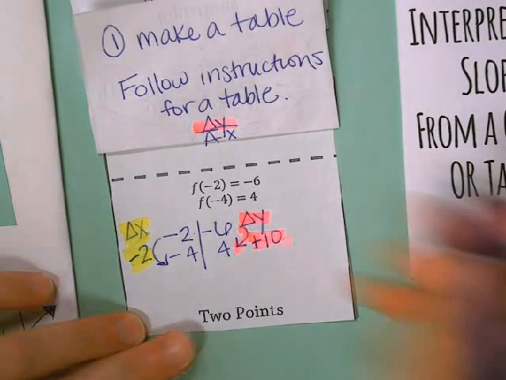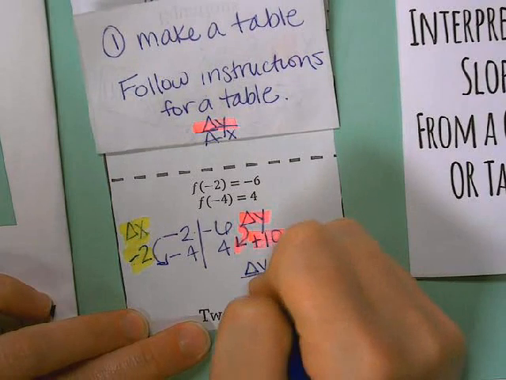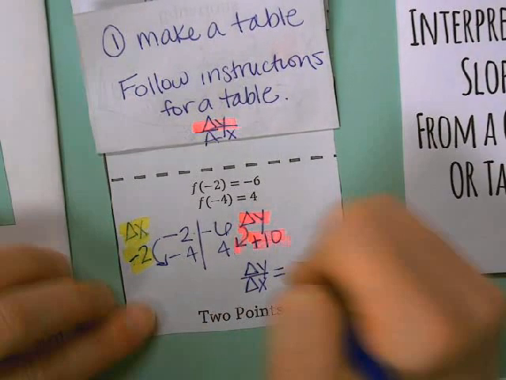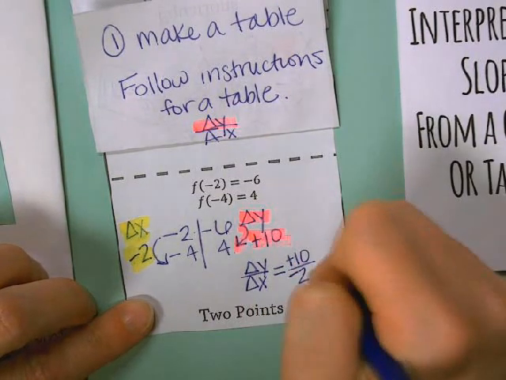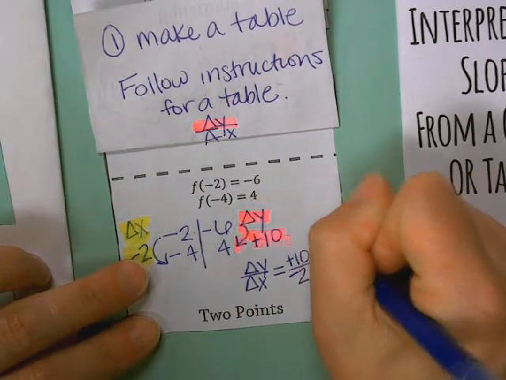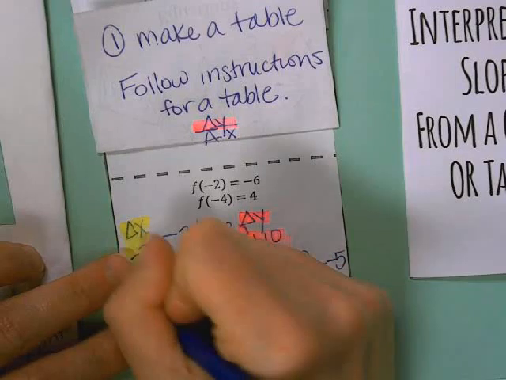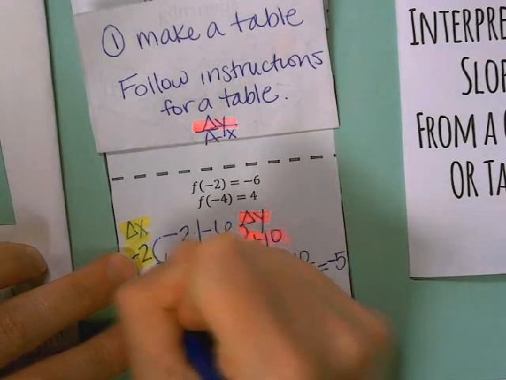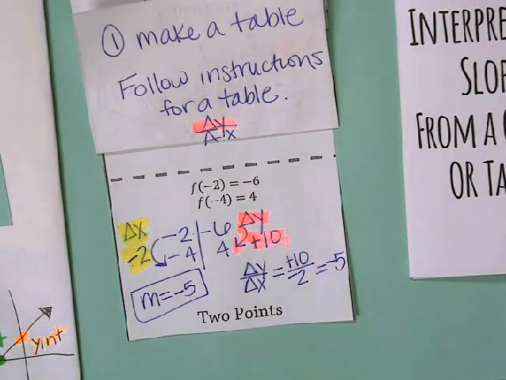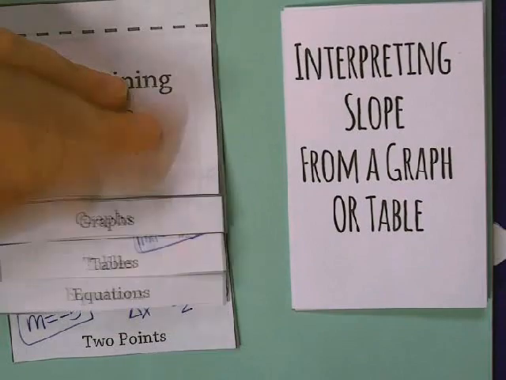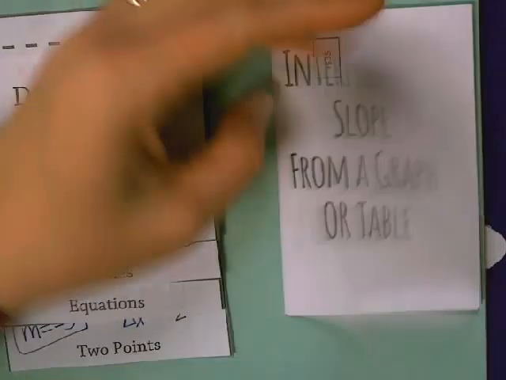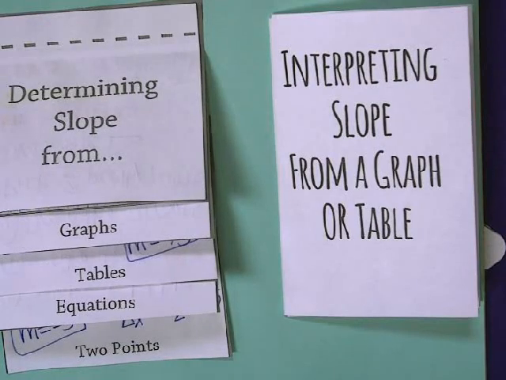Okay, and so then you just write your equation, change in y over change in x equals positive 10 over negative 2. And when I simplify that, that's negative 5. Okay, so m equals negative 5 on this last problem. Okay? Alright, so that's that. Moving on to slope from a graph or a table, we're going to interpret them.